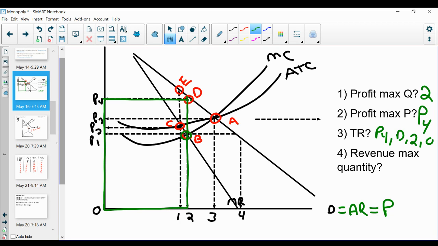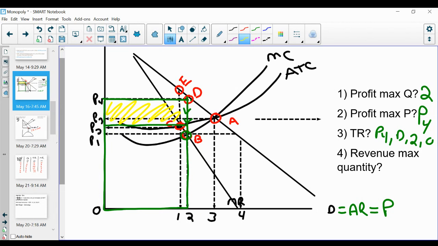Now, I'm going to give you a bonus real quick before we get to question number 4. I could have asked you, could you figure out where the area of profit is? And of course, you could do that if you needed to. All you would do is from price, you would follow it down to the ATC curve. So I would be going down this line right here until it hit my ATC curve, and then I would follow it over. So this area in here would be what we call our profit.